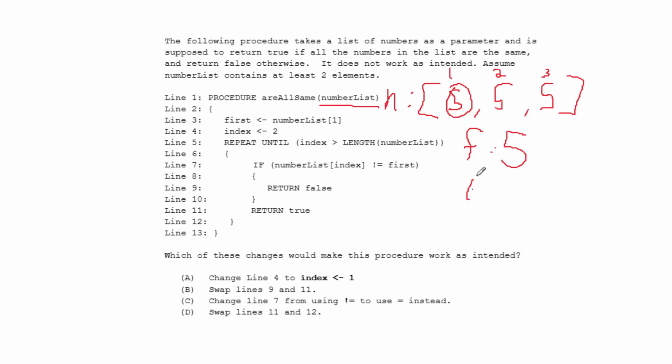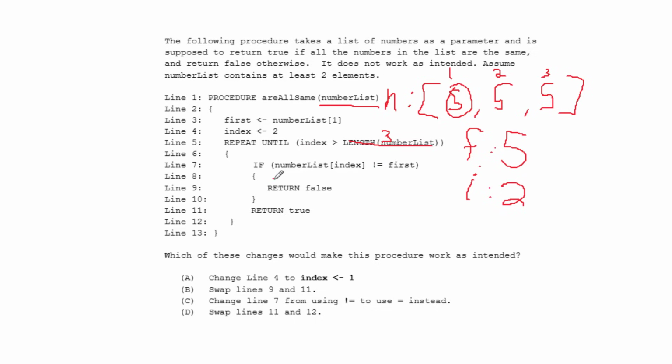And index, call it I, is going to start out at 2. And we're going to keep repeating this until index is greater than the length of the number list. So length of the number list, this is 3, right? Call this 3, because that's how many items are in the list. So we're going to keep doing this until index is greater than 3. So 2 is not greater than 3, so we're going to continue.